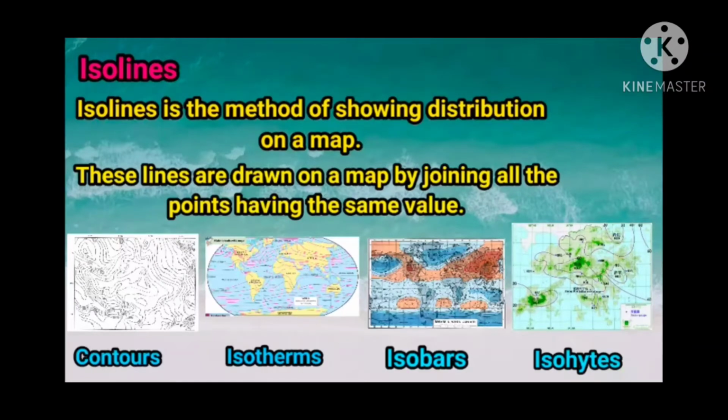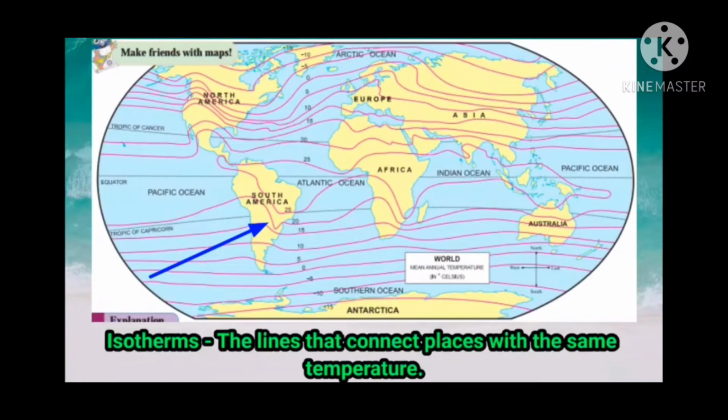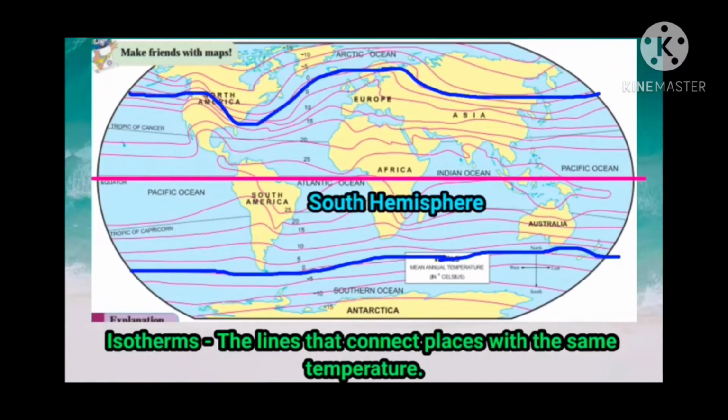Isotherms are lines drawn on the map to connect places with the same temperature after avoiding the effects of height. They generally appear parallel to the latitudes on the world map. Isotherms of 25 degrees Celsius. The isotherm of 25 degrees Celsius appears like an ellipse on the map.